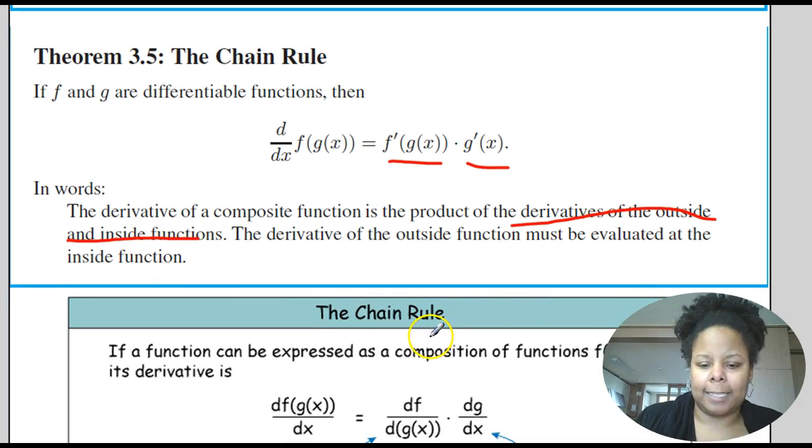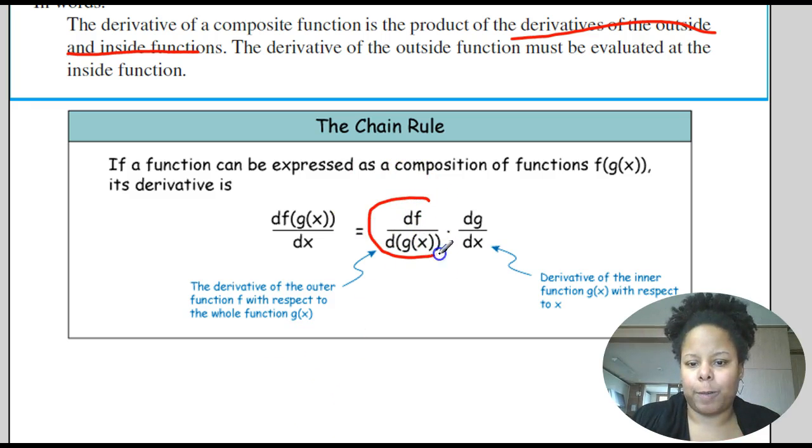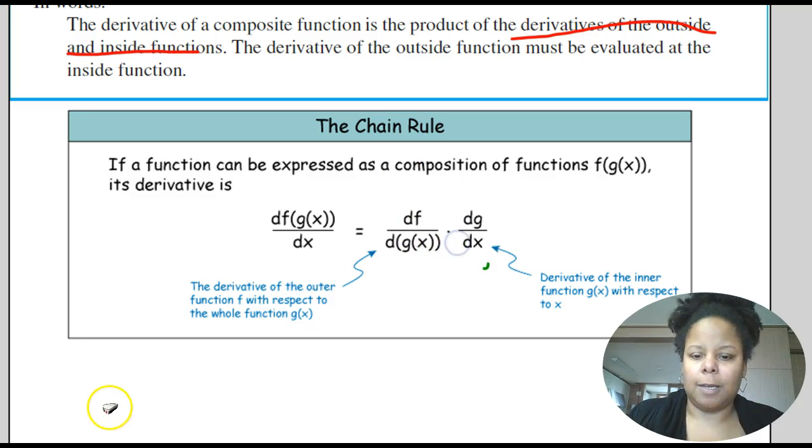I kind of like this notation to explain it because it's saying the derivative of f with respect to g of x, the inside function, times the derivative of g with respect to x. Okay? And they talk about the outside and inner function. Let me erase it so you can see the statement.